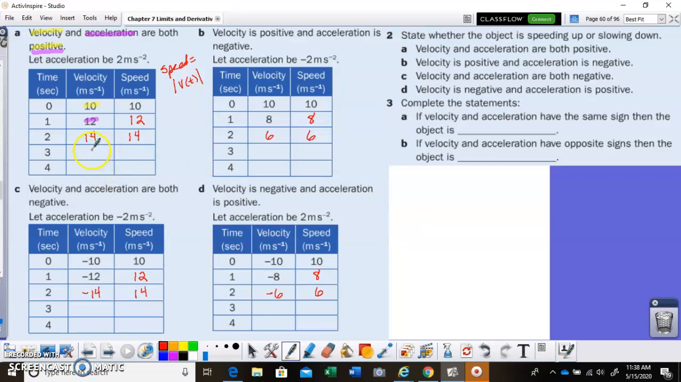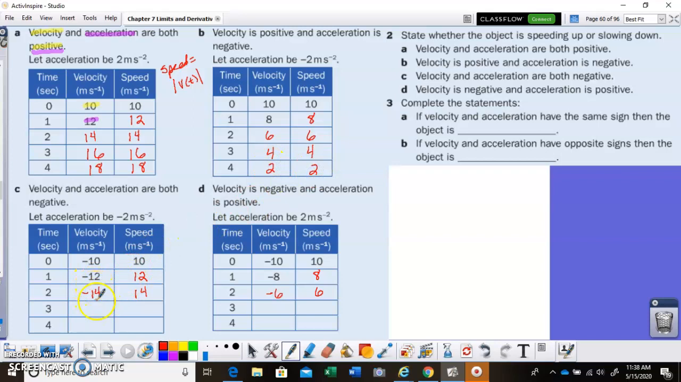Alright, so now I'm going to finish filling out the table. My acceleration is 2, so that would take this to 16, whose absolute value is 16. That would take this to 18 and 18. This acceleration is negative 2, so that would be 4 and 4, and that would be 2 and 2.